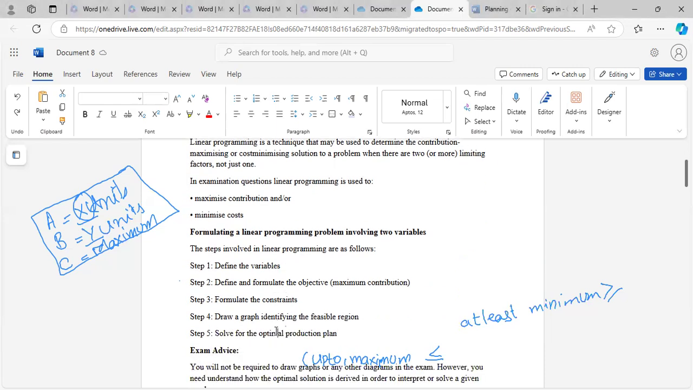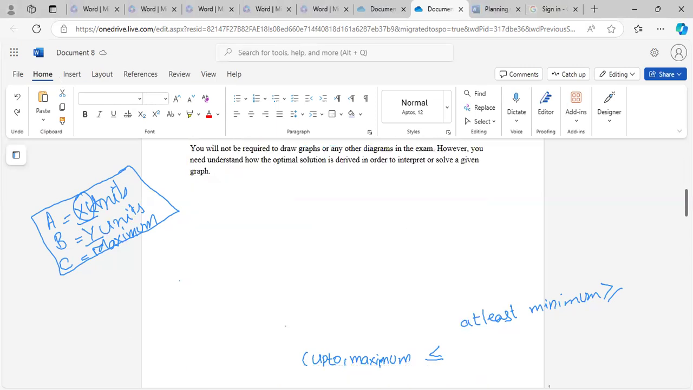Now, then we have to draw the graph. In the exam, you don't need to draw the graph, but I will draw it for you for understanding purposes. In the exam, the graph is already drawn. We just have to solve on the points. So, solve the optimal production plan. Now we have to find our optimal production plan. Okay, so first of all, we will discuss the question.